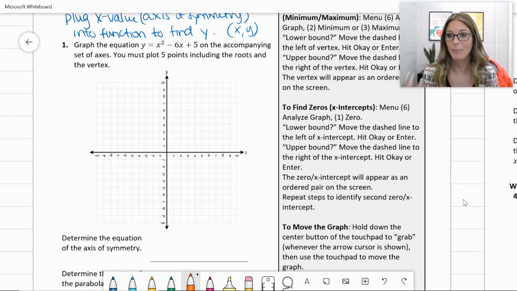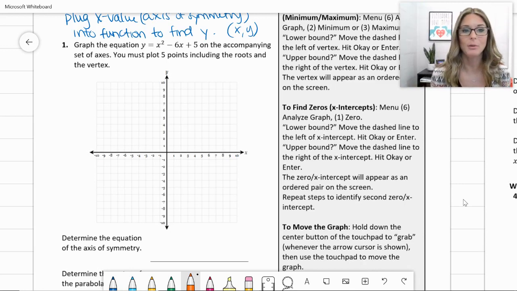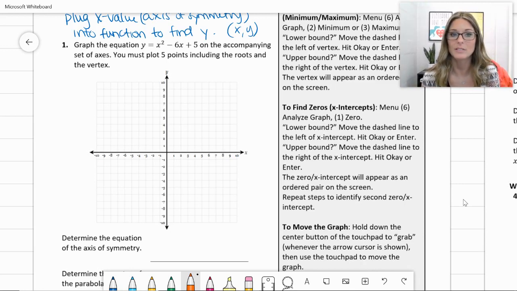So let's start putting it into action. Let's look at an example. Number 1, graph the equation y equals x squared minus 6x plus 5 on the accompanying set of axes. You must plot 5 points, including the roots. Now remember, roots is our x-intercepts. So I've got to add those x-intercepts and the vertex. And then Delta Math is going to create the parabola for us. But we have to have 5 points. 2 of them have to be roots, or the x-intercepts, and 1 has to be the vertex.